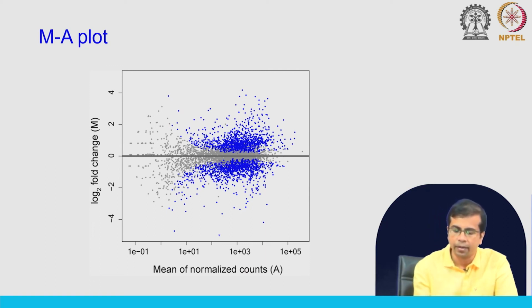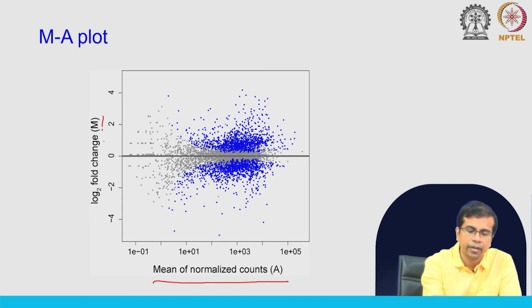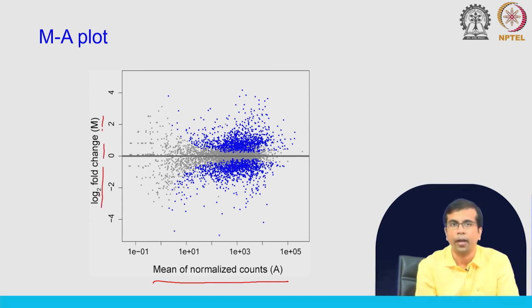On the x axis you have the mean of normalized counts, or the A values, right. This is the average value, and then along the y axis you have the log2 fold change, or M, okay. As you can see, the log2 fold change can be positive or negative, and we have discussed this scenario. A positive change would mean the gene is overexpressed in the G4 sample, and a negative change would mean this gene is underexpressed or shows lower expression in the G4 sample compared to the G1 sample, okay.